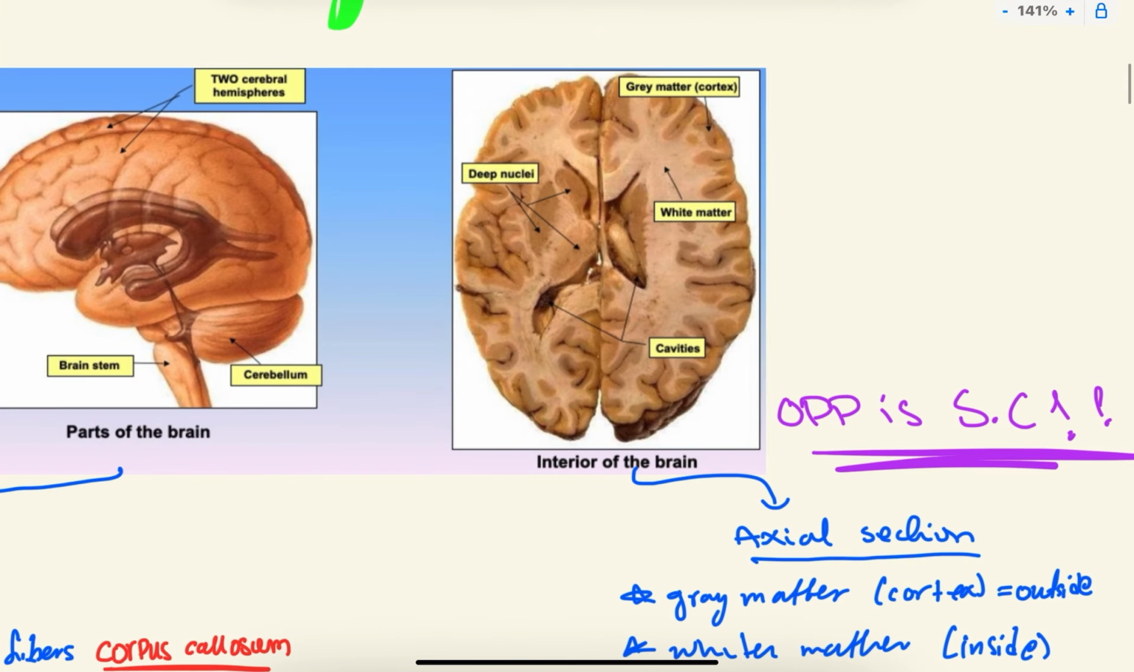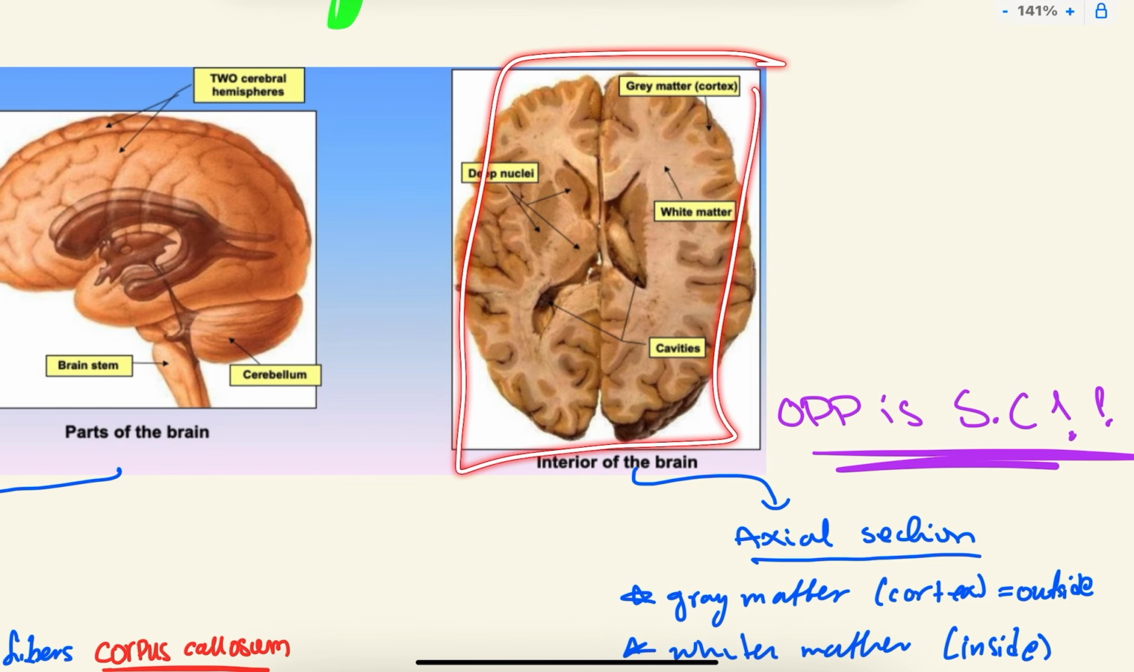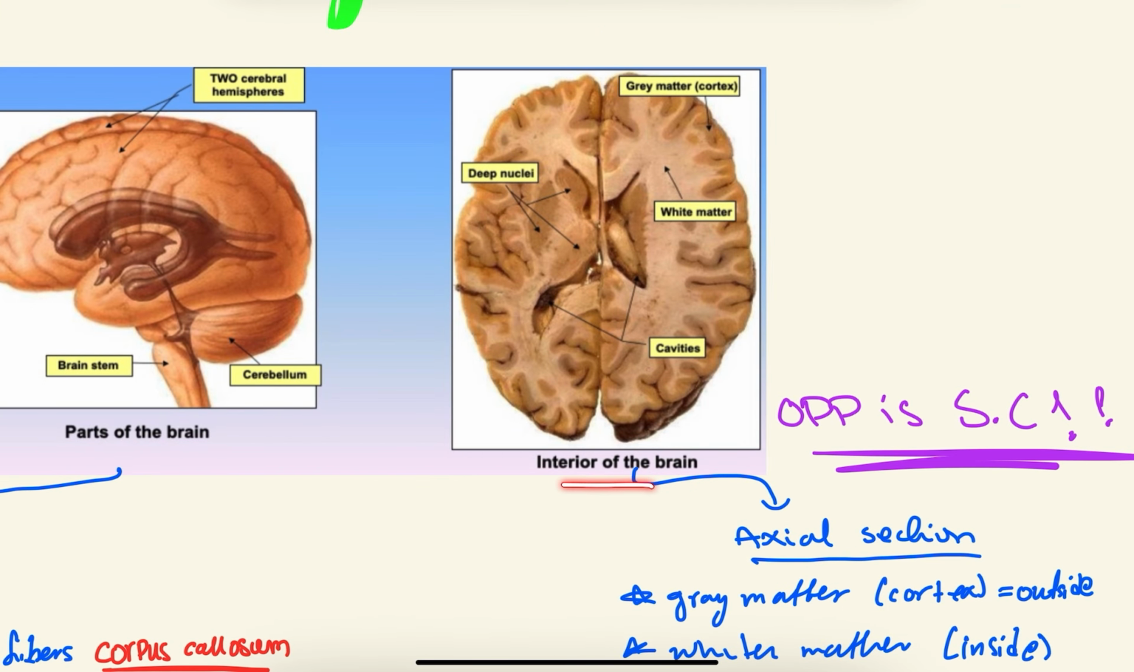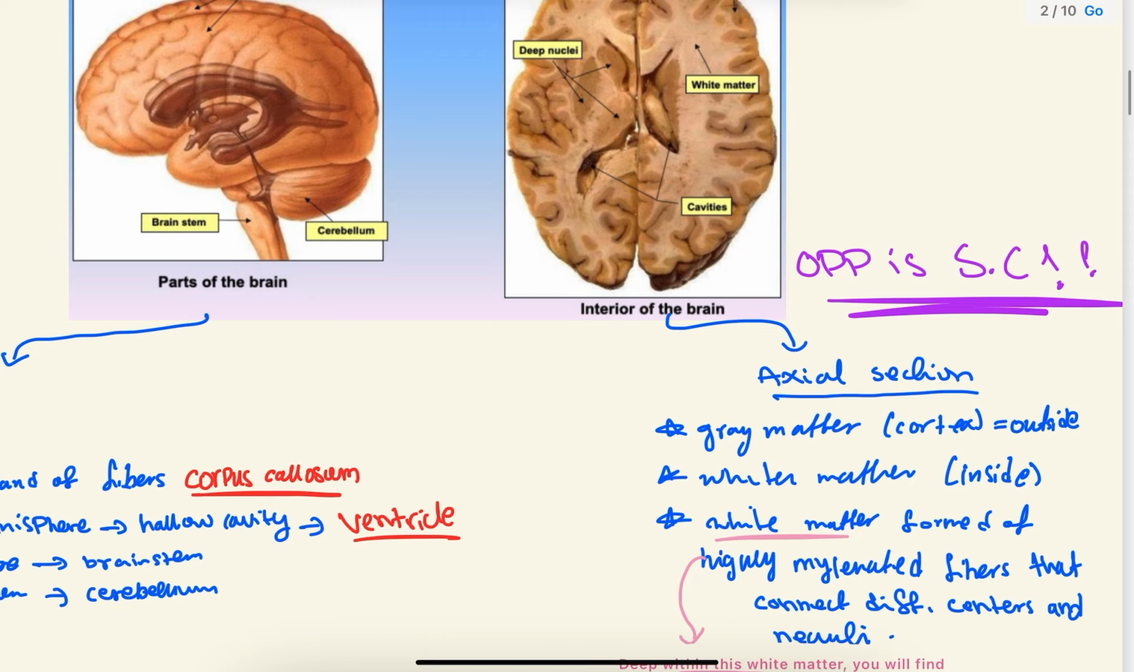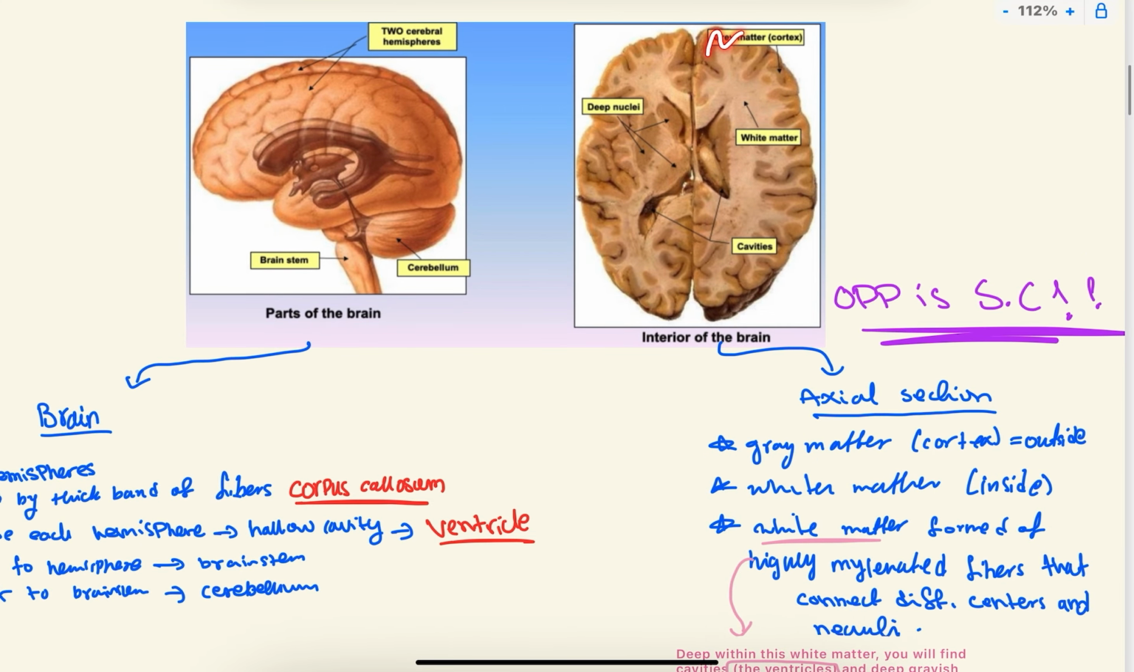Now let's take a look at this axial picture of the interior of the brain. It's very important to note that everything we're going to describe here is going to be opposite if we're talking about the spinal cord. Taking a look at it here, we're going to see the gray matter. The gray matter is outside and it's also called the cortex.